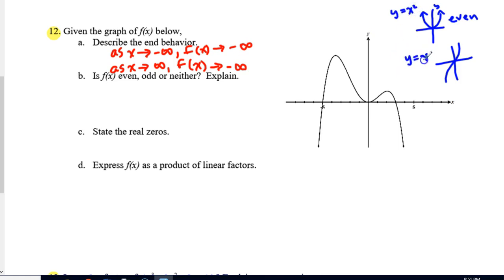Y equals x cubed is considered odd. It has 180-degree point symmetry about the origin. So this one doesn't have either of those. It's not symmetric about the y-axis. If I were to rotate it around the origin 180 degrees, it wouldn't look the same either. So it's neither.